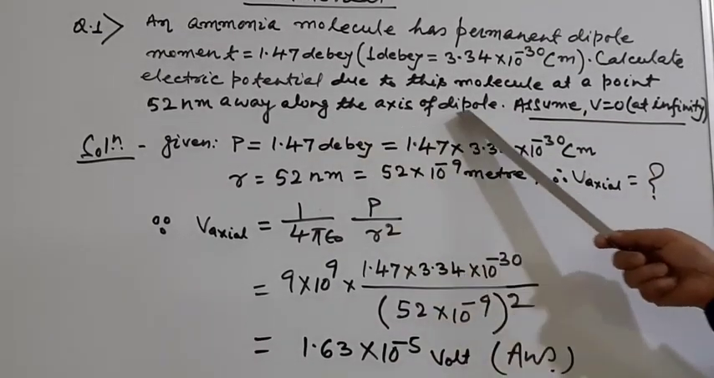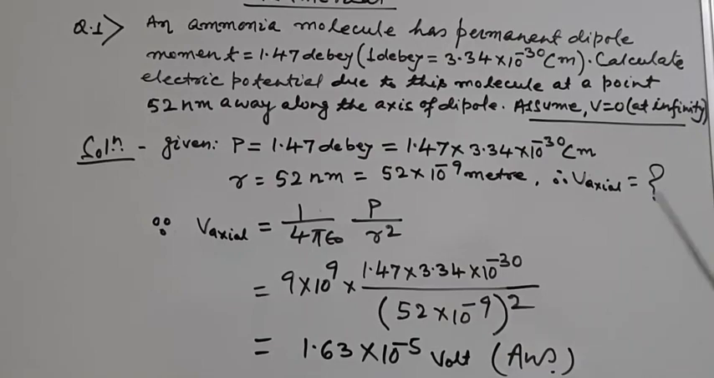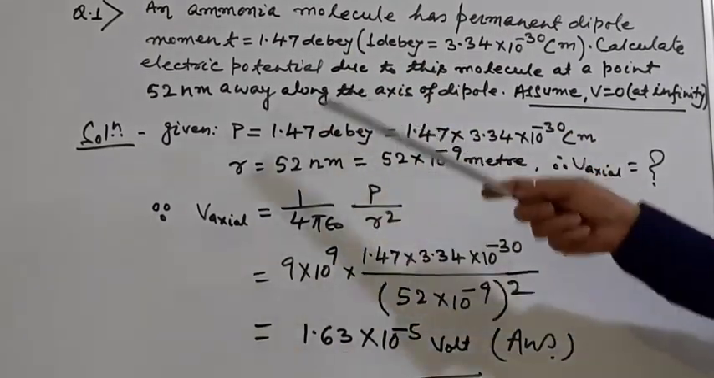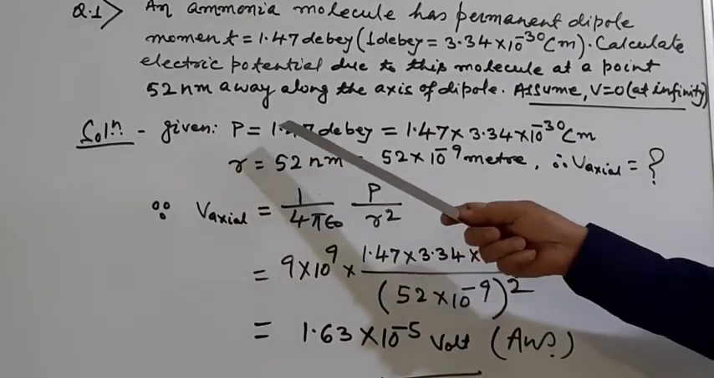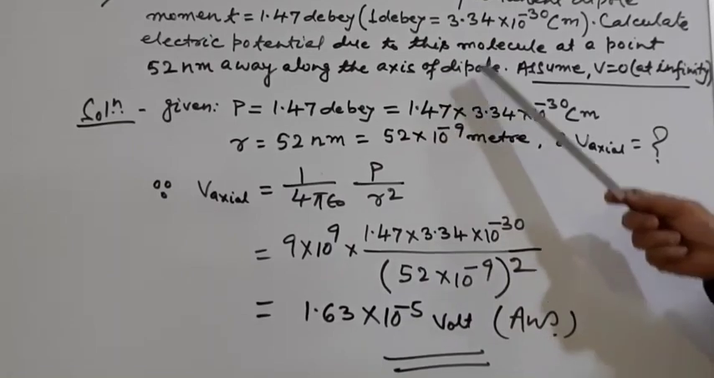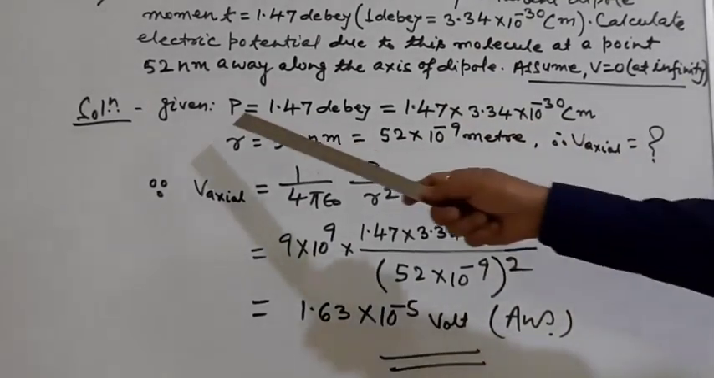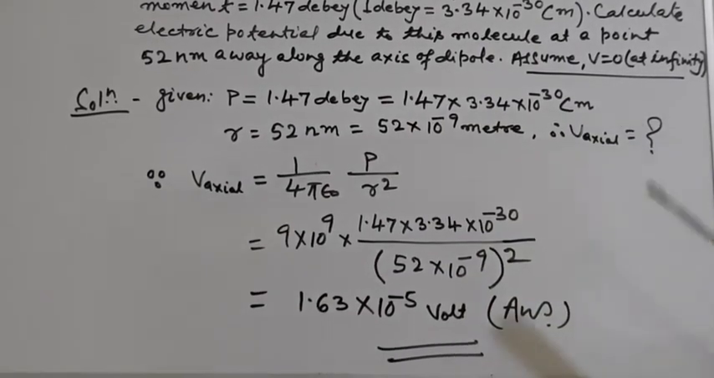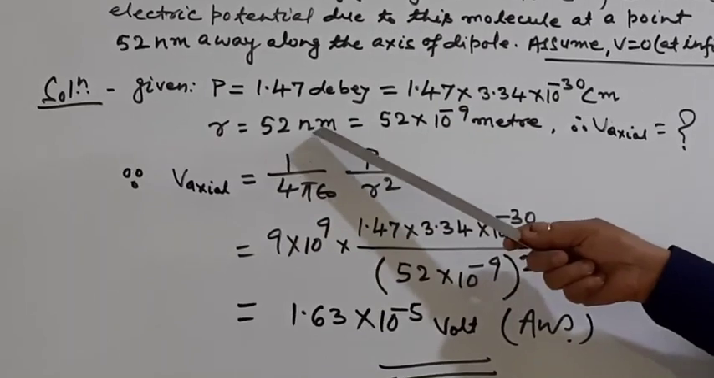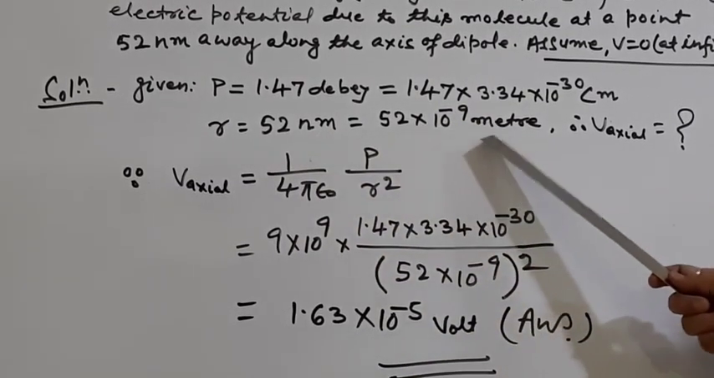Along the axis of the dipole means we shall apply the formula for the axial line. First of all, we write the given data. The dipole moment is 1.47 debye, which is 1.47 into 3.34 times 10 power minus 30 coulomb meter. And the distance R is 52 nanometer. Nanometer means 10 to the power minus 9, so R is 52 into 10 to the power minus 9 meter.